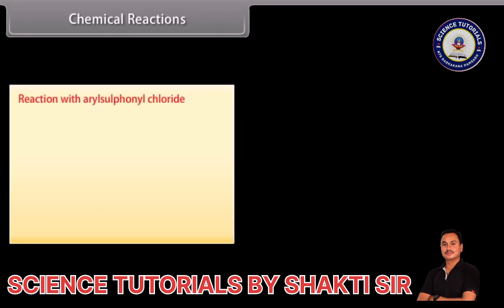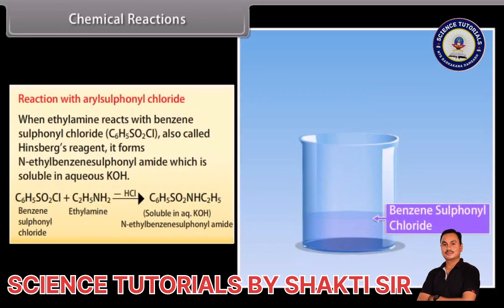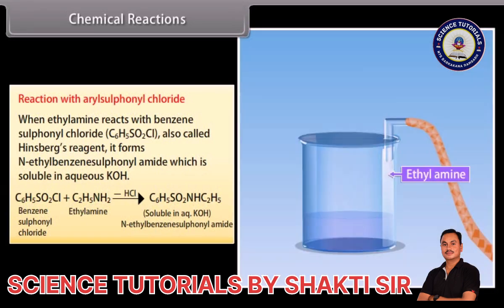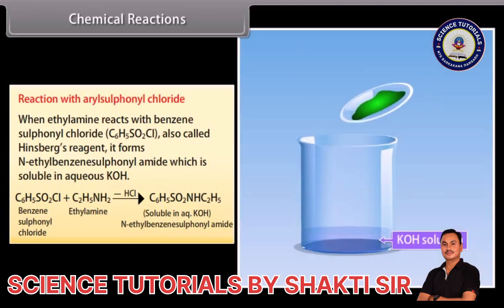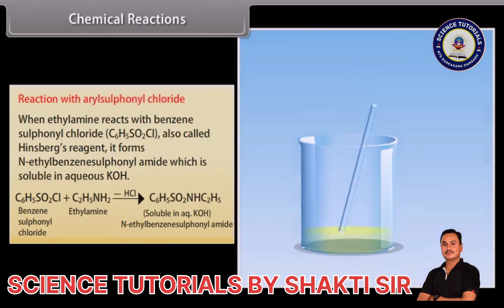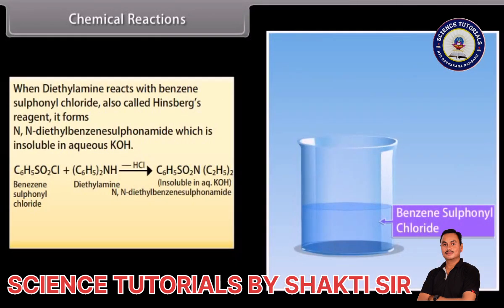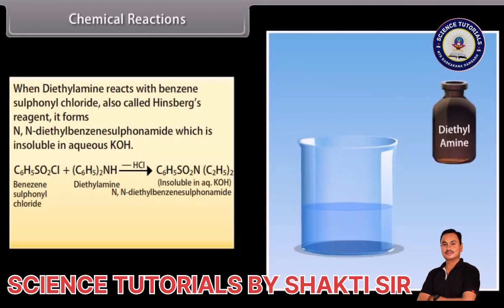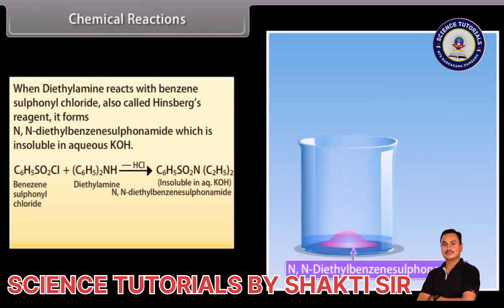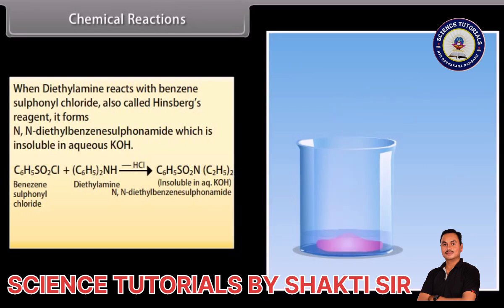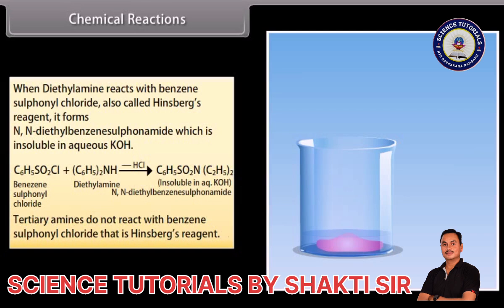Reaction with aryl sulfonyl chloride. When ethylamine reacts with benzene sulfonyl chloride, also called Hinsberg's reagent, it forms N-ethylbenzene sulfonamide, which is soluble in aqueous potassium hydroxide. When diethylamine reacts with benzene sulfonyl chloride, it forms N,N-diethylbenzene sulfonamide, which is insoluble in aqueous potassium hydroxide. Tertiary amines do not react with benzene sulfonyl chloride, that is Hinsberg's reagent.